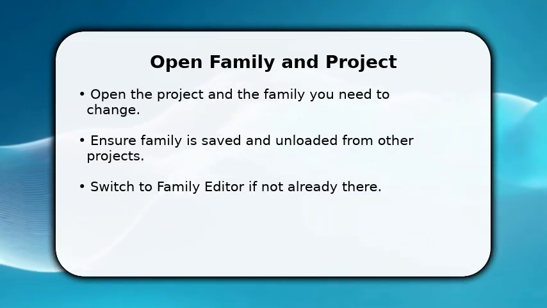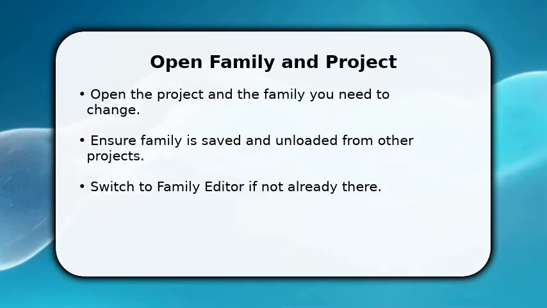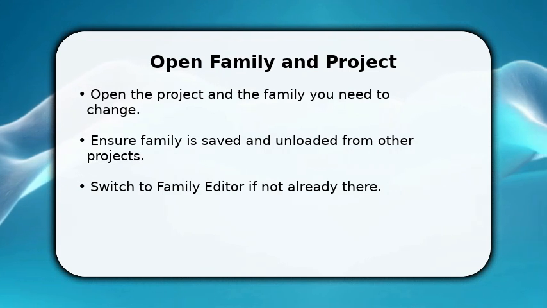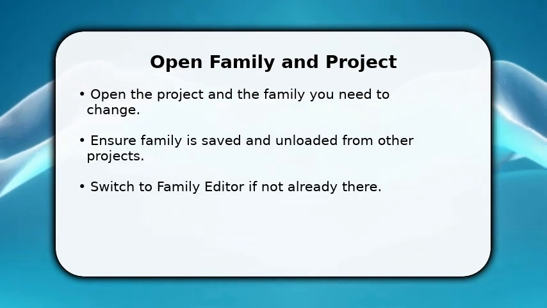Once done, switch to the family editor. This lets you access type and category controls. You need edit privileges, so confirm permissions now. This step prepares the environment so subsequent classification changes apply correctly and won't break nested references.